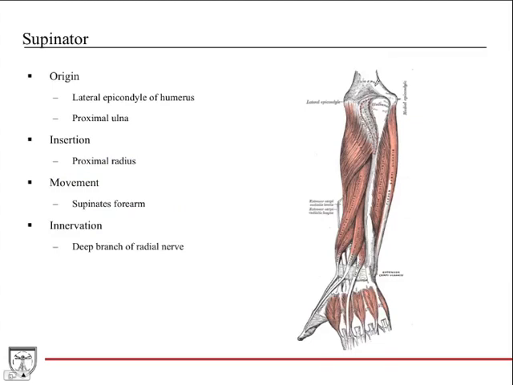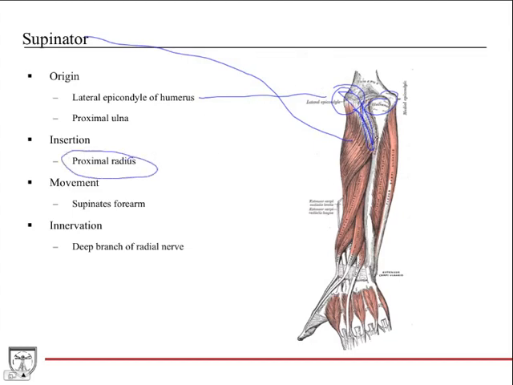Now we have the supinator muscle. So that's this guy right here, this nice broad sheet-like muscle. And it originates, as you can see here, from the lateral epicondyle of the humerus, and then the proximal ulna as well. This is the ulna. Here's the olecranon. So it has this nice broad origin. And then it inserts onto the proximal radius.